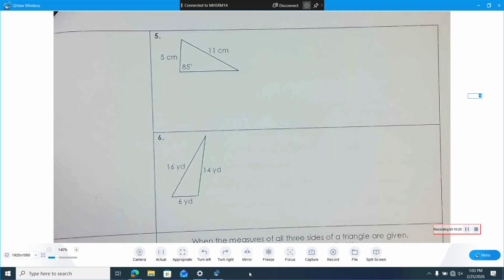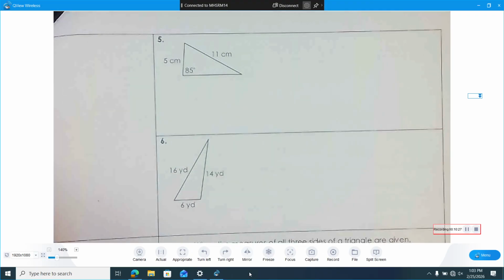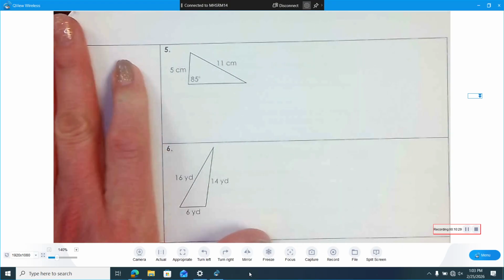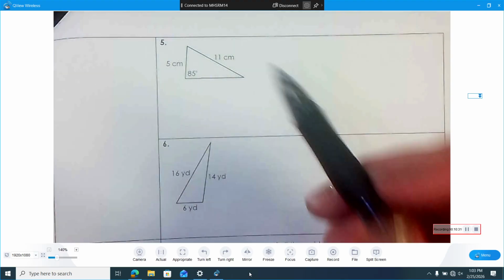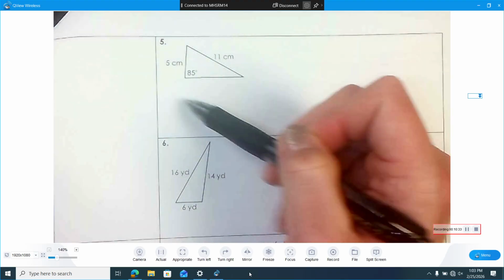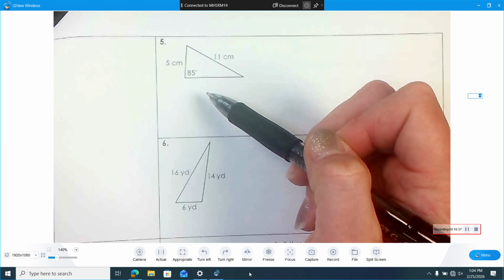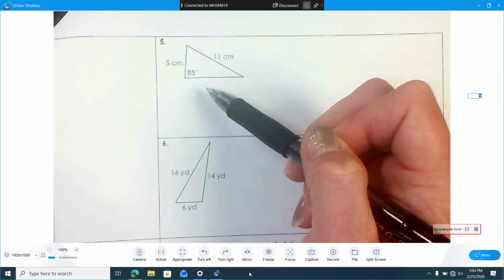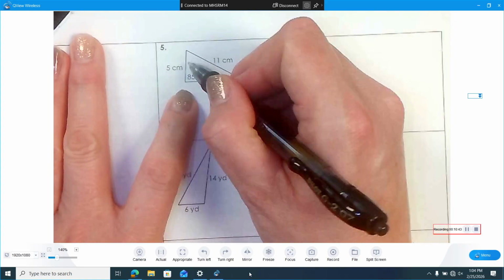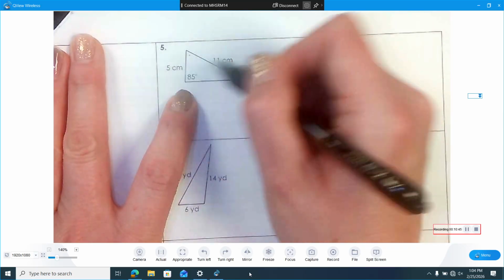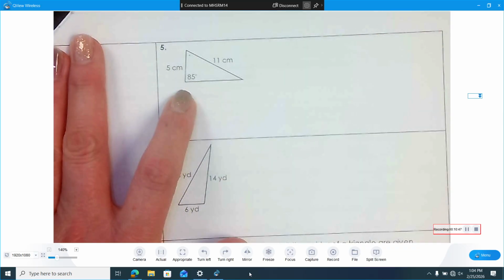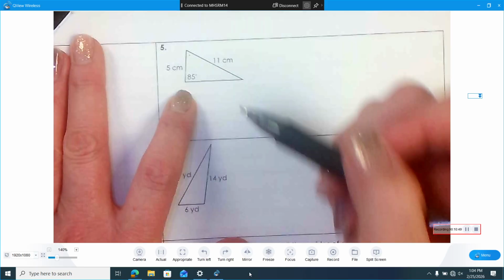Okay, number 5. Who's Heron? I don't know. All right, number 5 here. Again, I don't have the right information. I need to know this angle between my two sides. But I can't even find that angle yet.